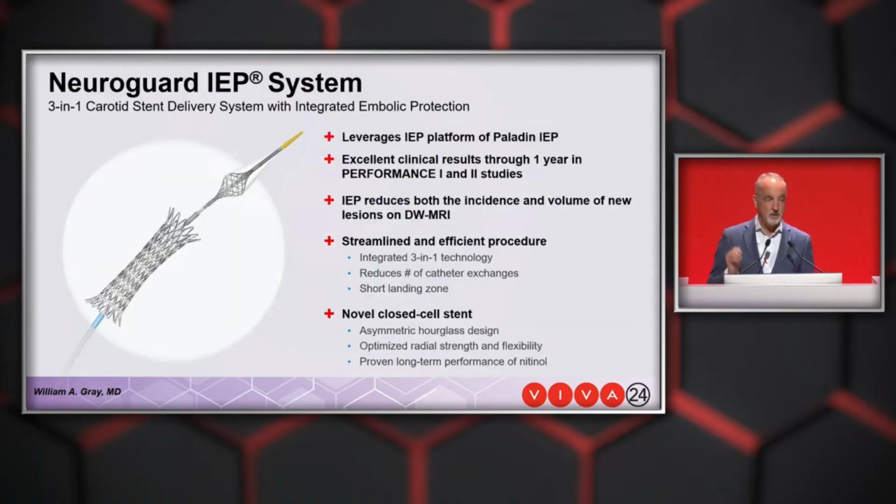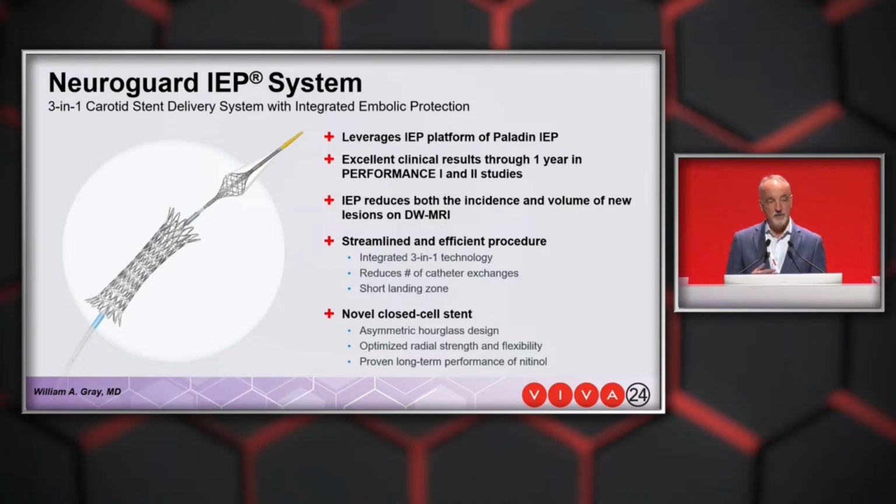So based on the experience with the balloon and filter system, an integrated 3-way system was developed, which has a purpose-built carotid stent, a balloon under the stent, and the same remotely deployed 40-micron filter. There were excellent results at 1 year in the Performance 1 and 2 data sets. And as we've already talked about, we've seen improvements in DWI abnormalities.